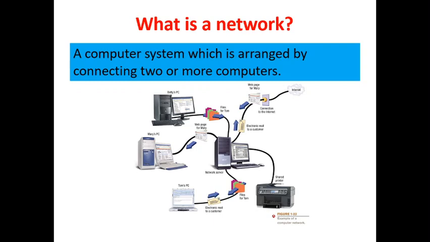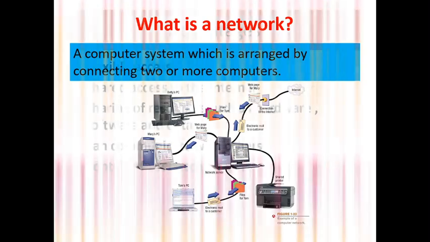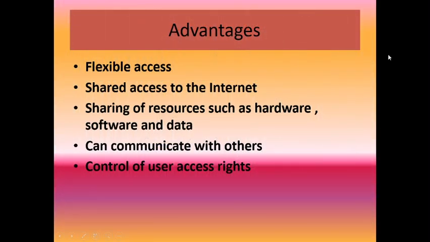Then what is a network? Simply, it's a connection between two or more computers. What are the advantages of a network? Flexible access, shared access to the internet. You can share the hardware, software, can communicate with others, control user access rights.